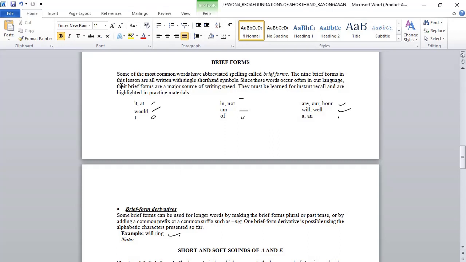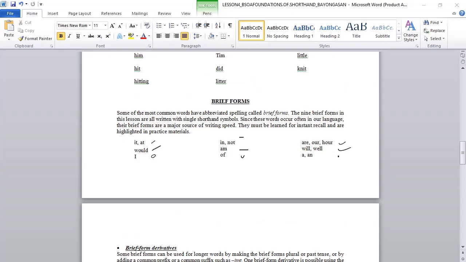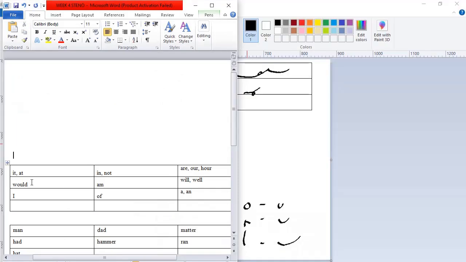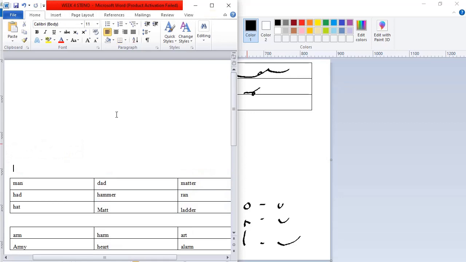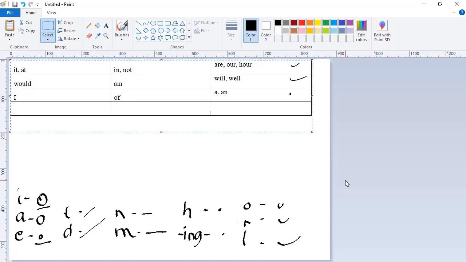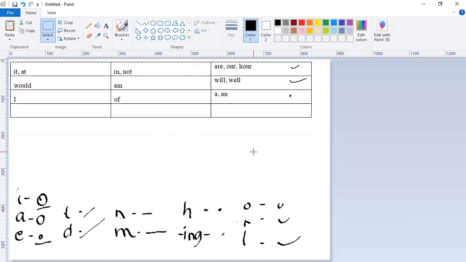So, for example, itong it and at, as you can see here, it's just represented by T. Whereas, kung isusulat natin yan ng buo, so, let's just copy this one first. Okay, so kung titignan ninyo dyan sa inyong module, makikita ninyo dyan yung stroke ng it and at. So, it and at is represented by your T symbol. Diba? Kung it, ganyan, diba dapat ET? But since this is what you call brief form, shortcut si it and at, naging T na lang.